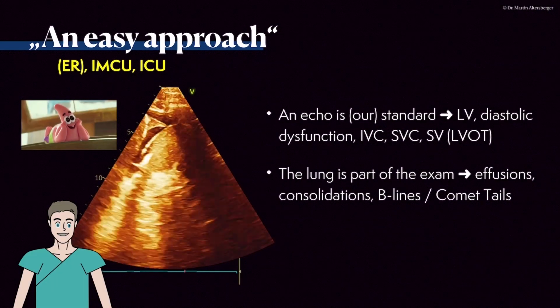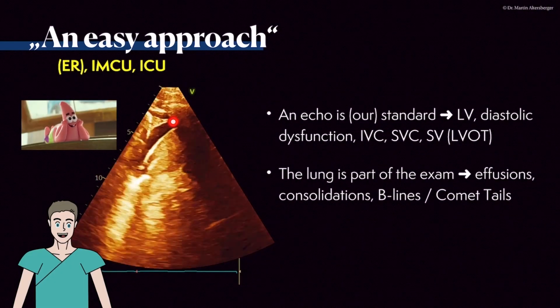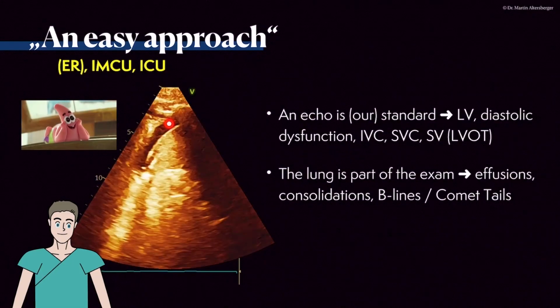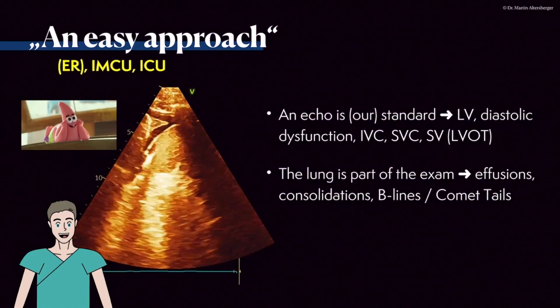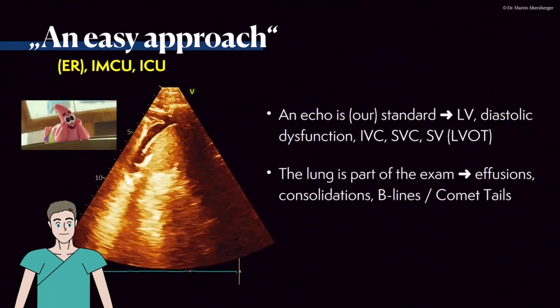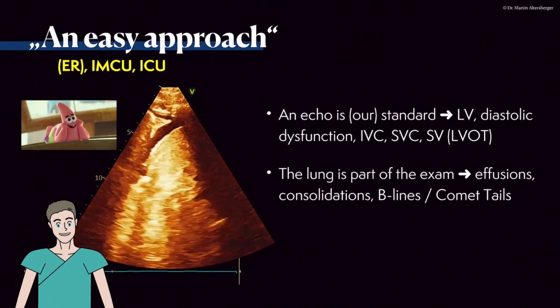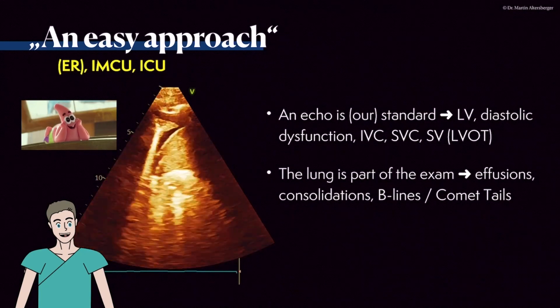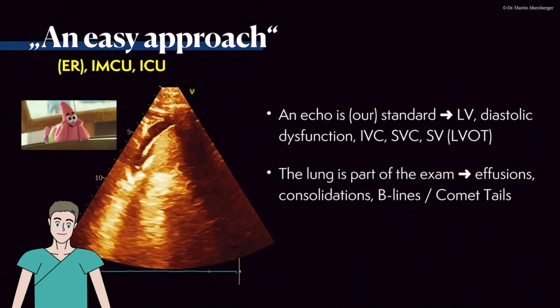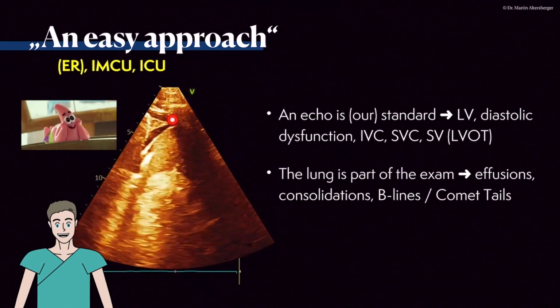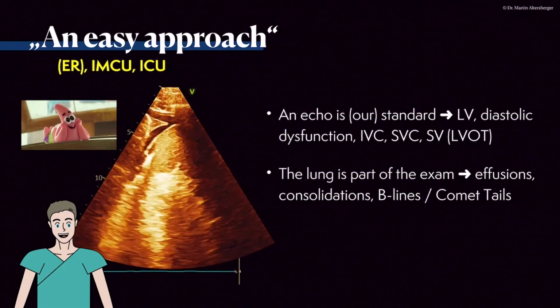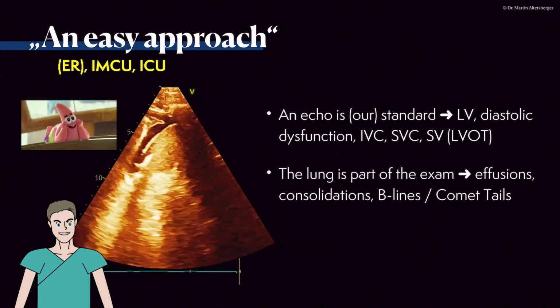Then we use lung ultrasound. In this case, you see a pleural effusion and you see this small area which is a consolidation of the lung, but in this case it's small, but still it looks compressed. So it's in this case atelectasis, so no pneumonia and most likely no tumor, as the effusion is compressing this small structure. So the lung is also part of the exam.